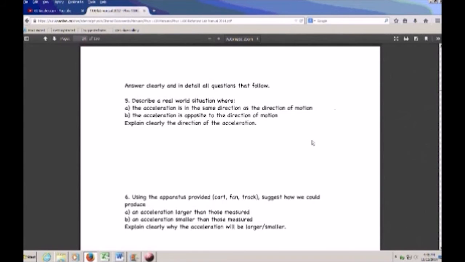So when you get to question 5, that is, you've finished the 4 cases that you study with the cart on the track, there's some questions here that some students find a little bit tricky. So I'm going to give you some hints here. Not the answers, but just some hints.